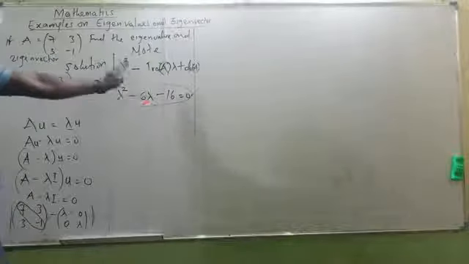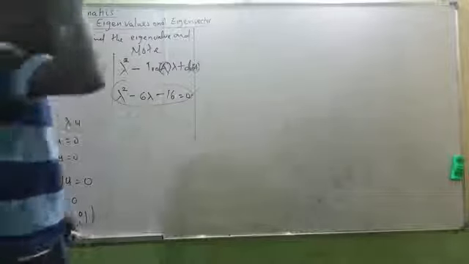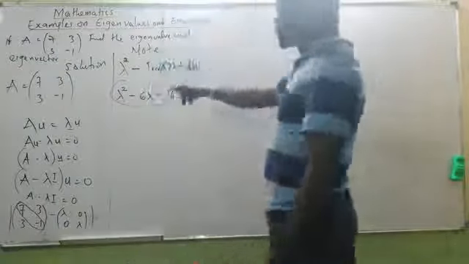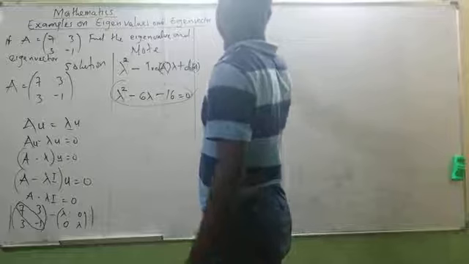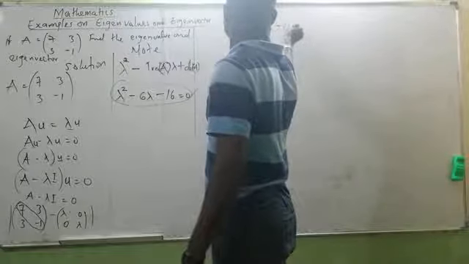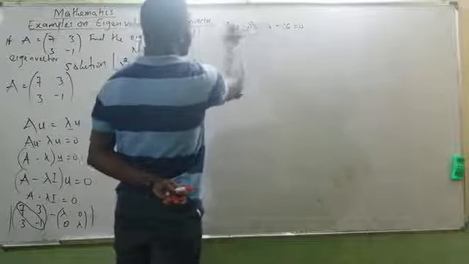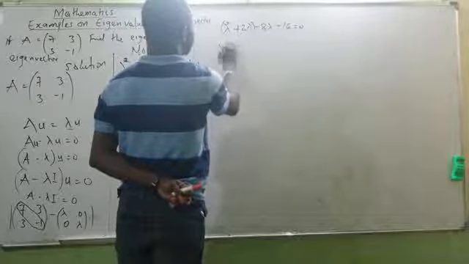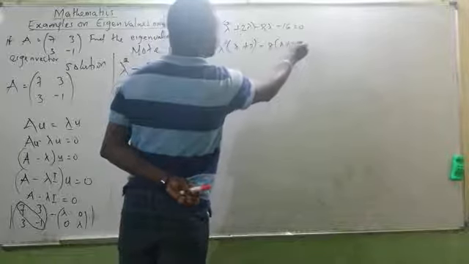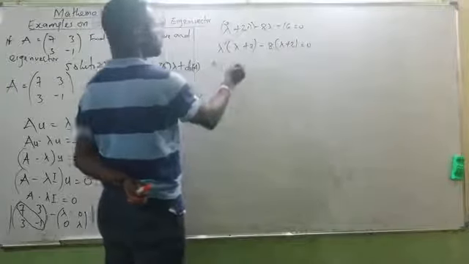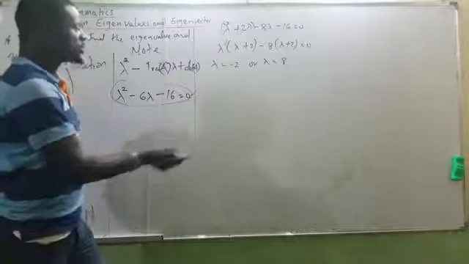What can I multiply to get 16, and the same numbers added to get minus 6? I think I will be working on 8 times 2, which gives me lambda squared plus 2 lambda minus 8 lambda minus 16 equals to 0. I'm just on quadratic equation. Grouping into 2, I will have lambda plus 2, minus 8 lambda plus 2 equals to 0. Lambda equals to minus 2 or lambda equals to 8.